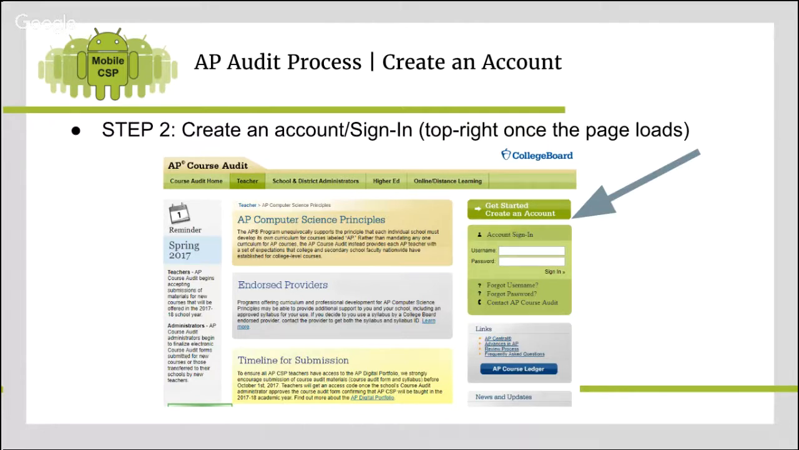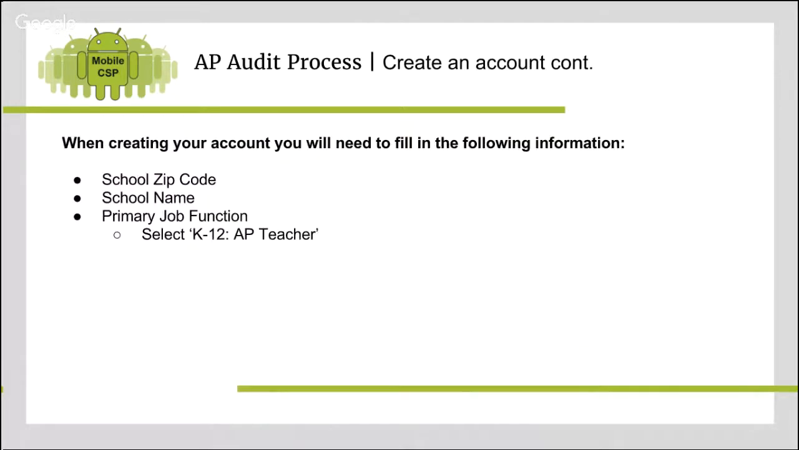You may need to look for it. I know some of us tend to forget what we use as our login. If you've never had a College Board account, you would need to create your account. It's pretty straightforward, pretty simple. It takes a couple of minutes to set up. But this is the audit site that you'd want to log into. Again, what you're going to need is your school zip code, your school name, and your primary job function you'll be asked for. For that one, you want to say that you're a K-12 AP teacher. So those are just 3 pieces of information, and I think it just makes it a little quicker if you have those ready and available.